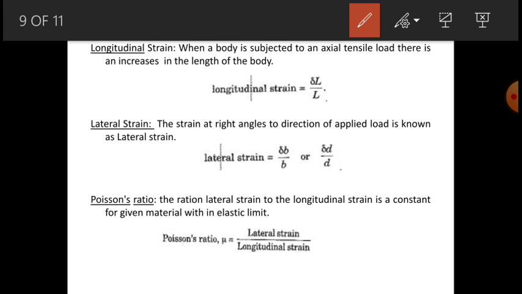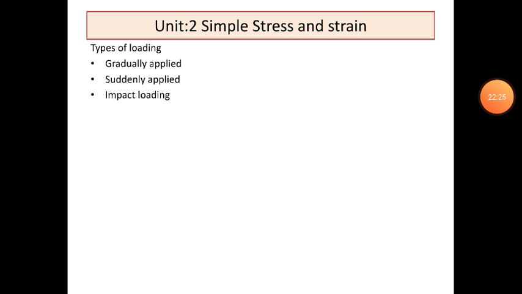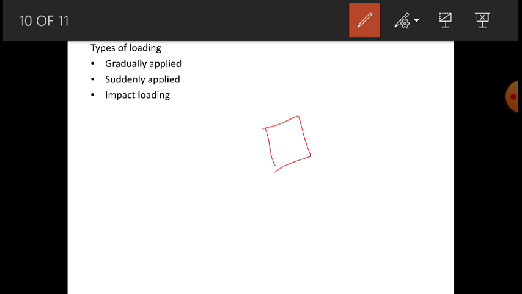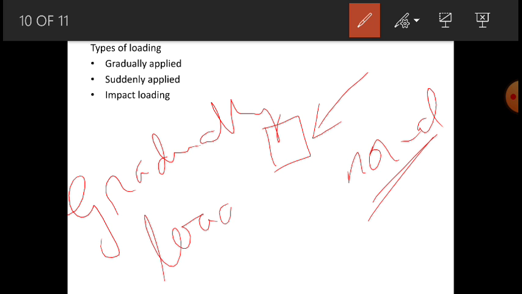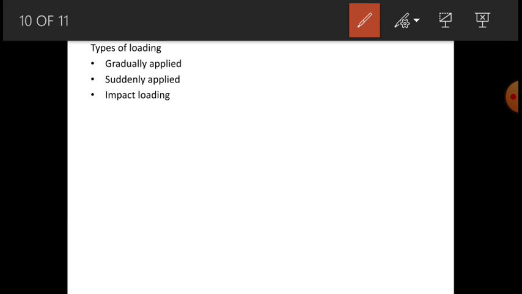Next is types of loading. Whenever you apply a load to a body in normal conditions, that is called gradual loading. On a body, if you apply a sudden load, that type of loading is called sudden application of loading.